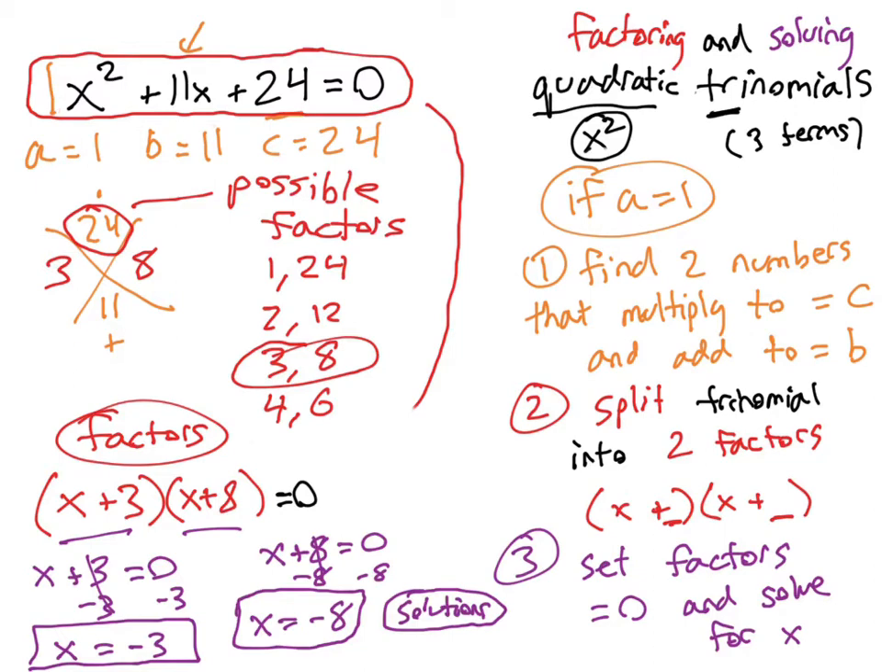So that's a pretty quick method, but be aware that the way we've written it out here is just in the case that a is equal to 1. If that leading coefficient a is something other than 1, we're going to need to modify this slightly. But let's do another example with a trinomial where a is equal to 1.